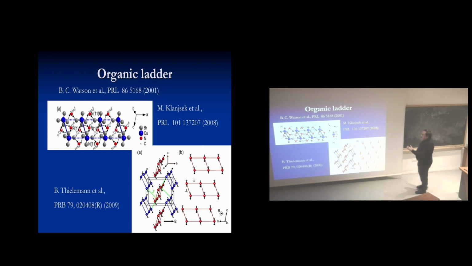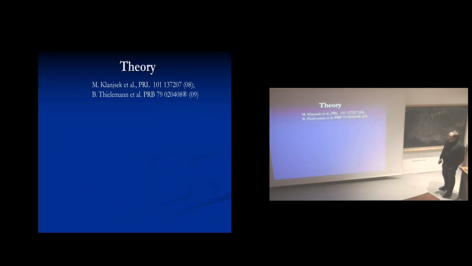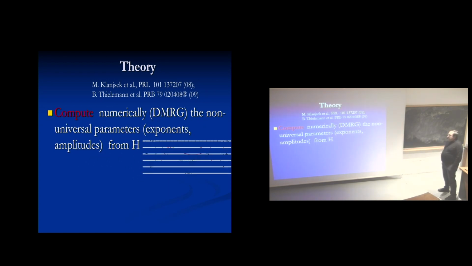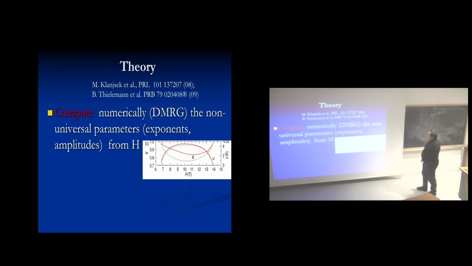So this problem is not Bethe ansatz solvable. It's a ladder. It can be mapped on a spin chain in a certain limit, but I won't discuss this right now. But we thus have to use the numerics to say something. And the idea is what I just said: compute numerically, using, in our case, the DMRG technique, the non-universal parameters, the exponent and the amplitudes, from the microscopic Hamiltonian. And here is the result that we get.